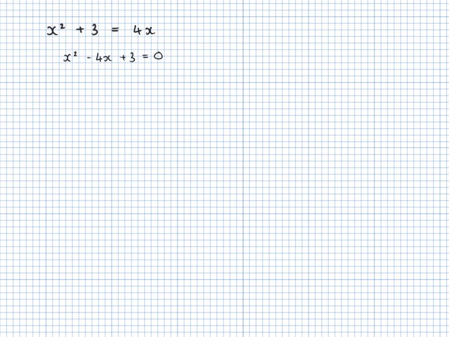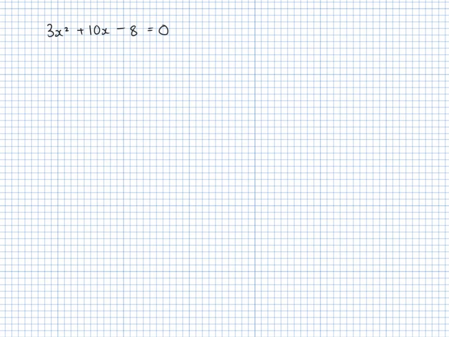And now what I can do is factorize and solve. Two numbers that multiply to give me 3, and when I add them I get -4. It will be x take away 3 and x take away 1. And we said that either this bracket is 0 or that bracket is 0, and that has to happen for this multiplication to be 0. So I have x equals 3 or x equals 1.